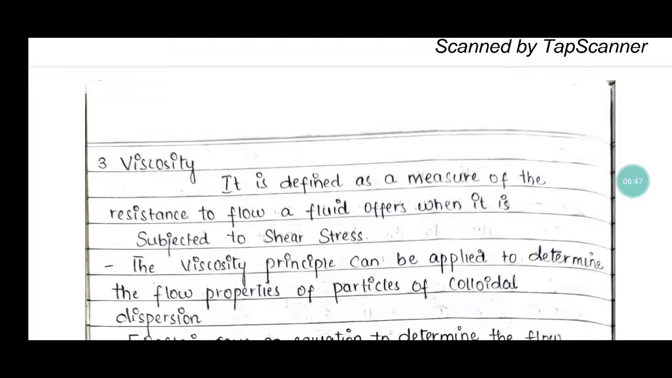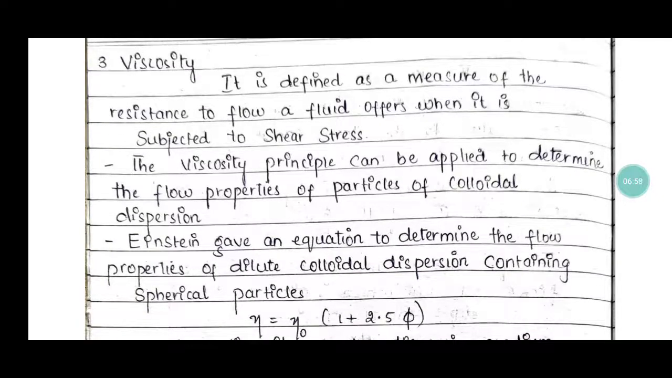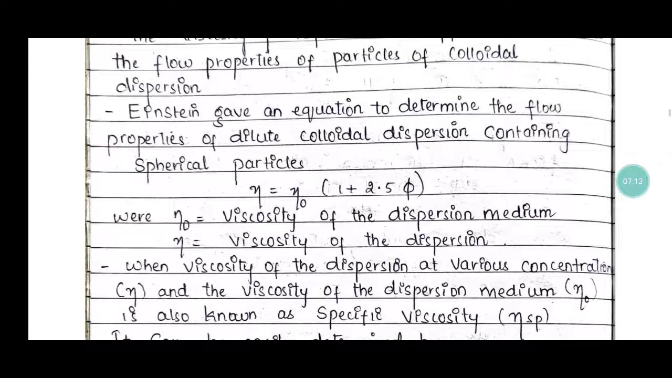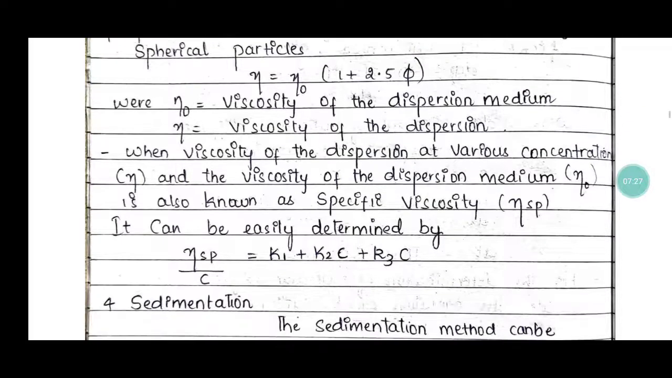Number 3, viscosity. Viscosity is defined as a measure of the resistance to flow which a fluid offers when it is subjected to shear stress. The principle of viscosity can be applied to determine the flow properties of the particles of a colloidal dispersion. Einstein gave an equation to determine the flow property of a dilute colloidal dispersion containing spherical particles, which is eta equals eta naught (1 + 2.5 phi), where eta naught is the viscosity of the dispersion medium and eta is the viscosity of the dispersion.